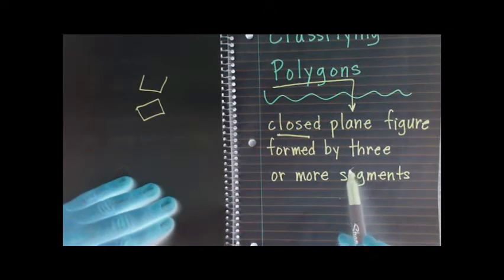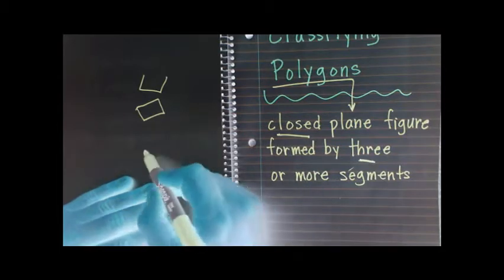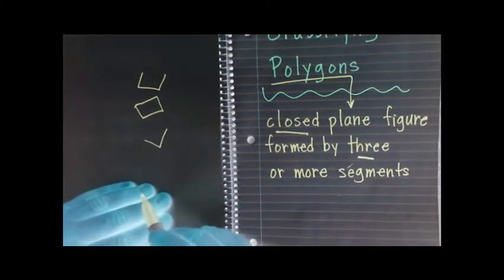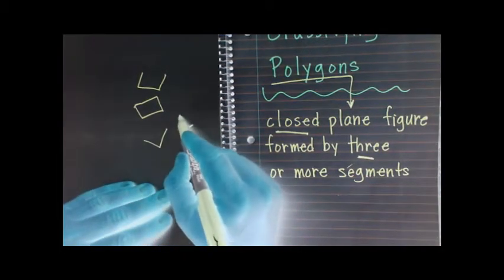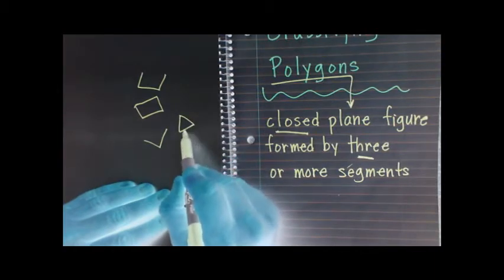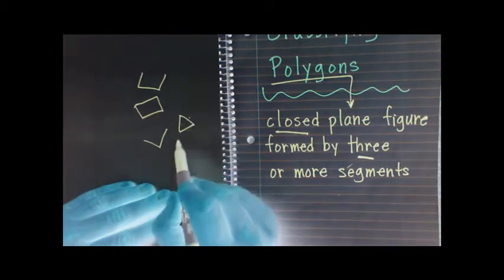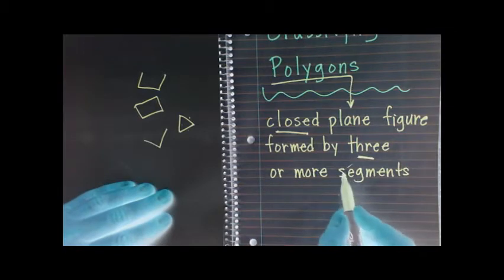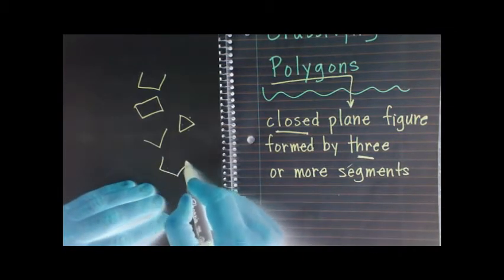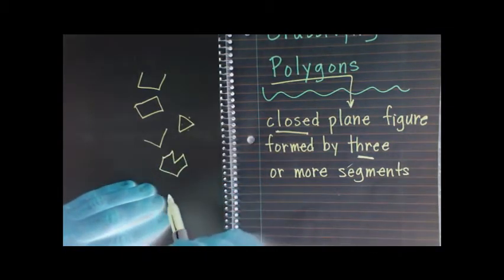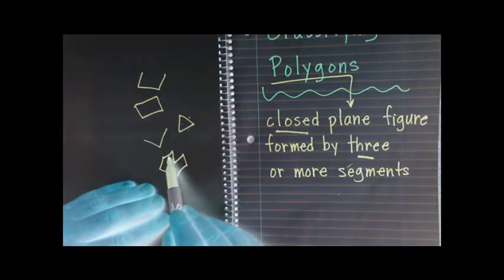Formed by 3 or more segments. 3. That means this cannot be a polygon, but this one could be a polygon because it has 1, 2, 3 segments. This could be a polygon because it has more than 3 segments. 1, 2, 3, 4, 5, 6, 7. This could be a polygon.